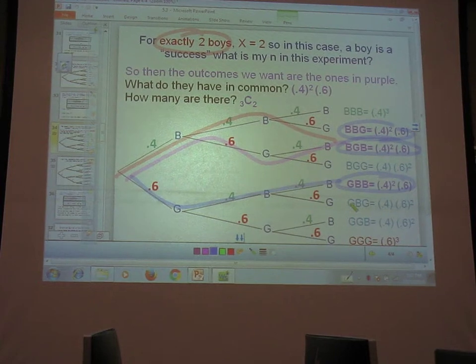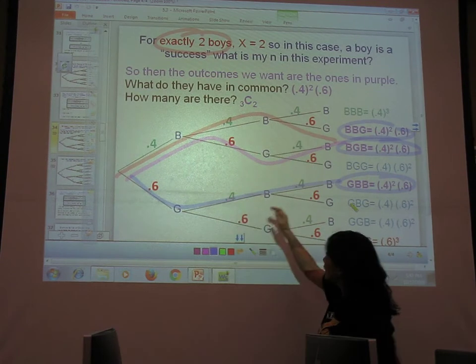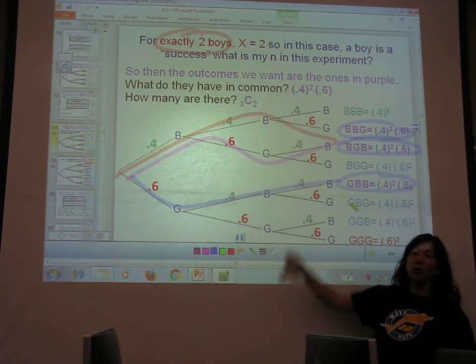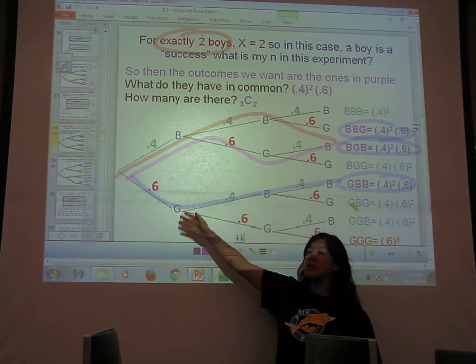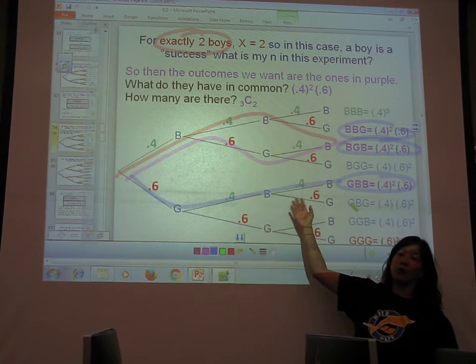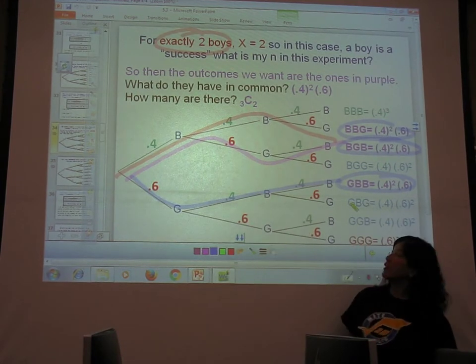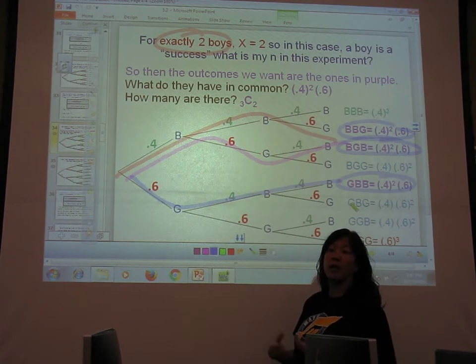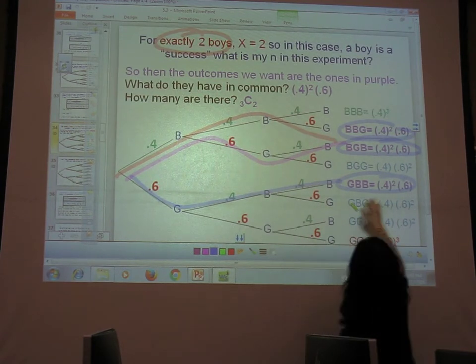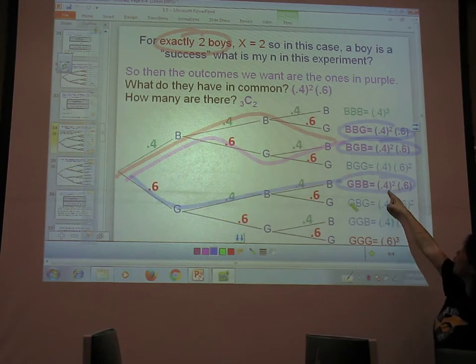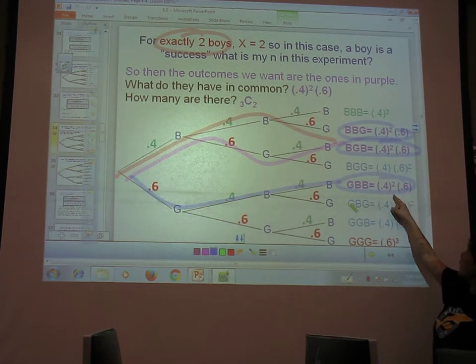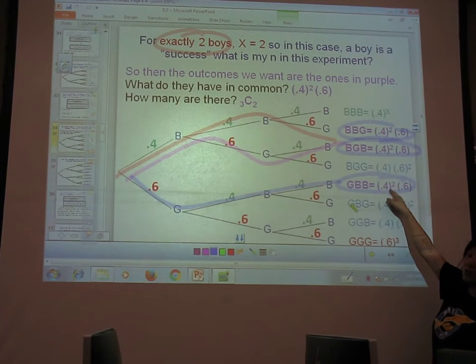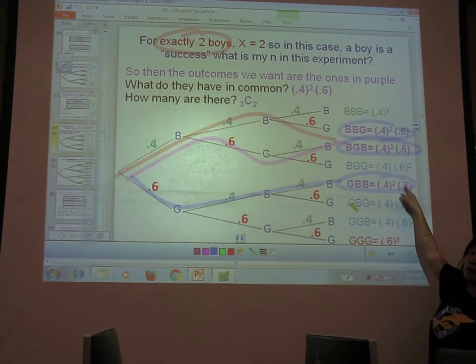Okay. As I go along this, I'm always going to hit one girl and two boys. So I'm always going to have a 0.6 times a 0.4 times a 0.4. Right? The other one will have a 0.4 times a 0.4 times a 0.6. It's the same thing. Two 0.4s multiplied and a 0.6. So no matter what I get, I'm going to get 0.4 squared times 0.6, because I have two boys, two successes, and one girl, one failure.